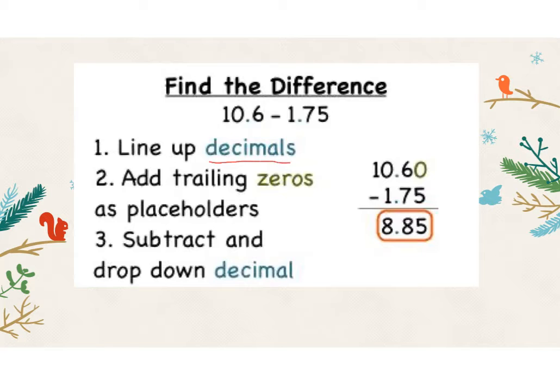We will always line up the decimals, meaning as you line up your problem, 10 and 6/10, and then minus 1 and 75/100. So you're subtracting 1 and 75/100 from the 10 and 6/10. That decimal alignment is very important, and you can see that there. And then if you have a hole, an open space, you can add a trailing zero. That's referring to this zero right here. It wasn't in the original problem. However, since you had to subtract 5 from that 100th place value, you would need to have something there. And then it says subtract and drop the decimal down.